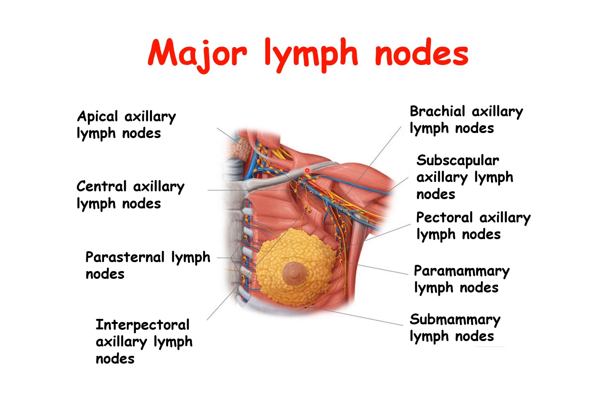Here we have apical axillary lymph nodes. This is the central axillary lymph nodes. This is the brachial axillary lymph nodes. These are the subscapular axillary lymph nodes. These are the pectoral axillary lymph nodes. These are the interpectoral axillary lymph nodes. And besides that, we also have parasternal lymph nodes, paramammary lymph nodes, and submammary lymph nodes.